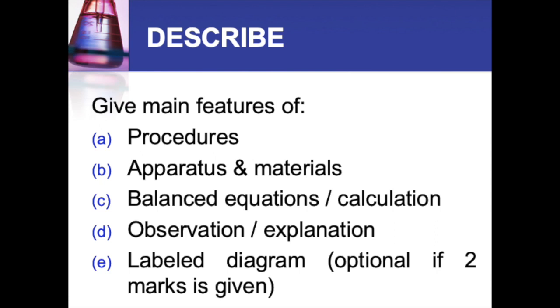Next, if the essay question asks you to describe an experiment, normally these 5 items are needed. We will get about 4 to 5 marks for the procedure, 2 marks for listing down our apparatus and materials, 2 marks for the balanced equation or calculation, 3 marks.